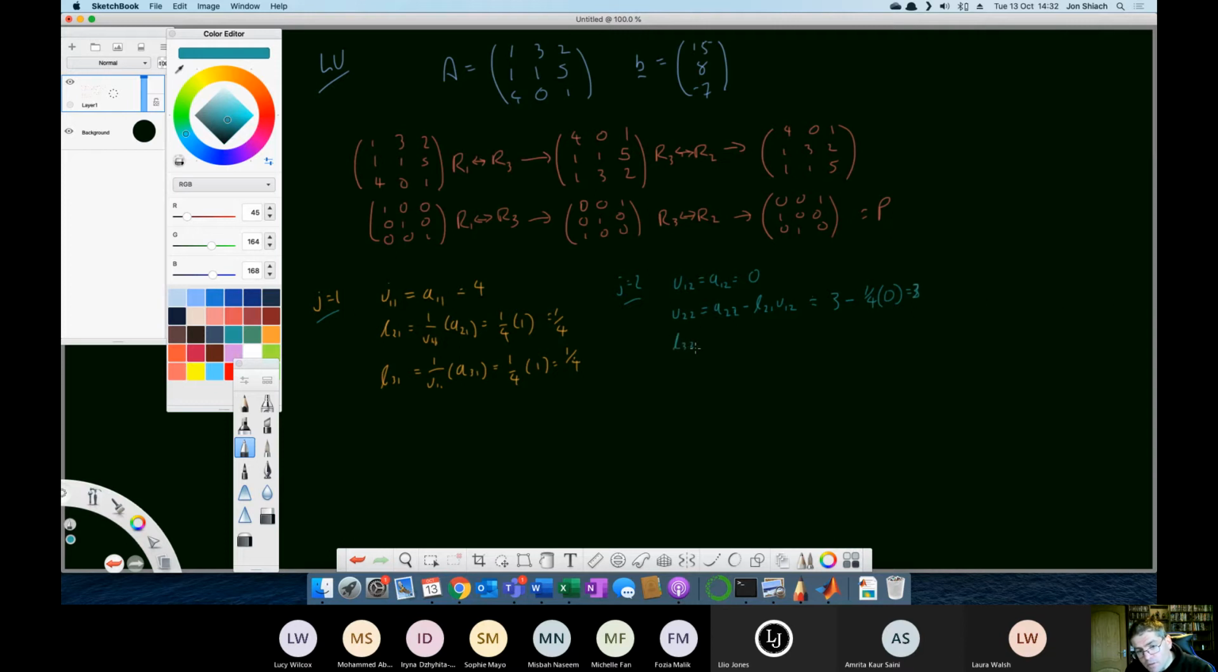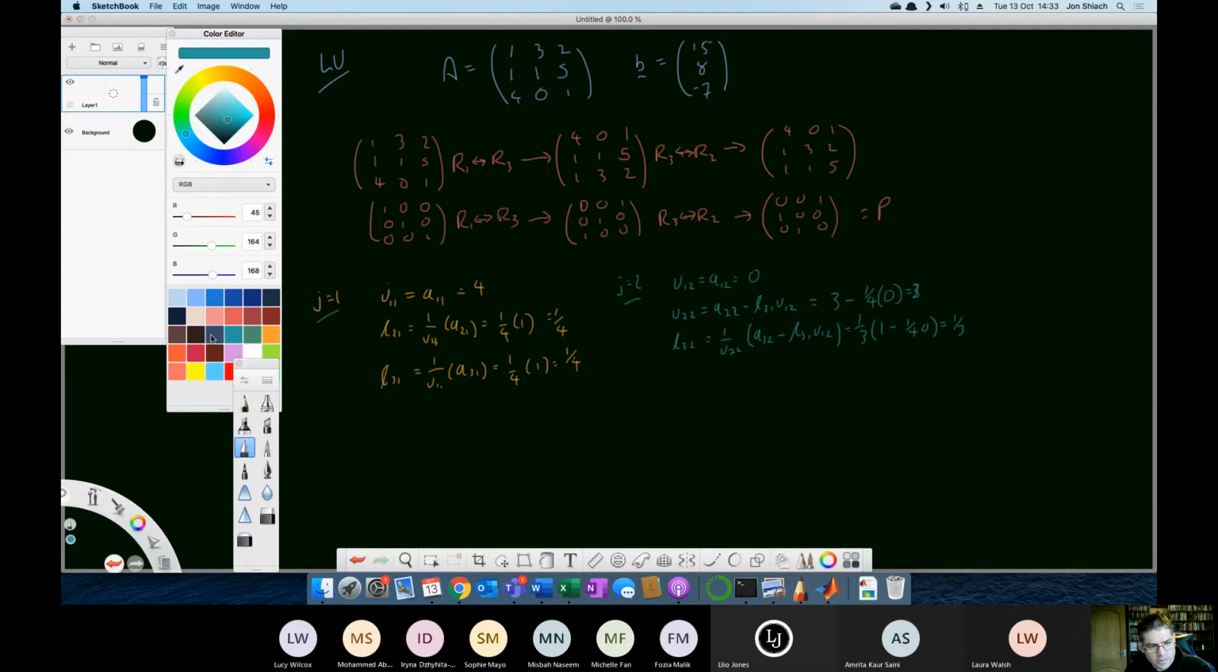Okay, and L32, because we're in the lower triangular region now, so A32 is in the lower triangular, so it's 1 over U22 multiplied by A32 minus L31 U12. So it's going to be 1 over 3 times A32 is 1 minus L31 is a quarter multiplied by U12, which is 0. So that makes that easy.